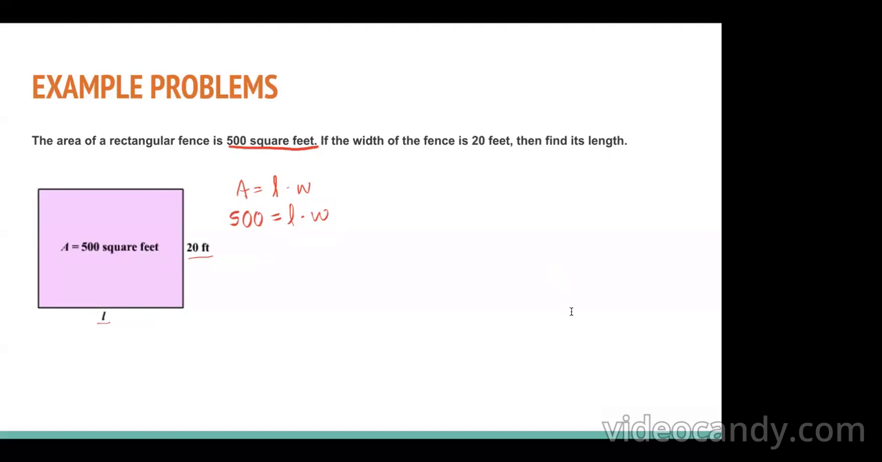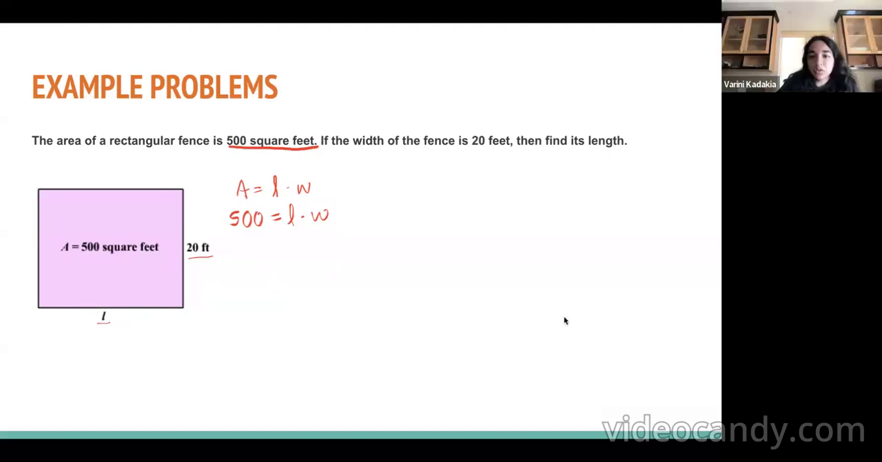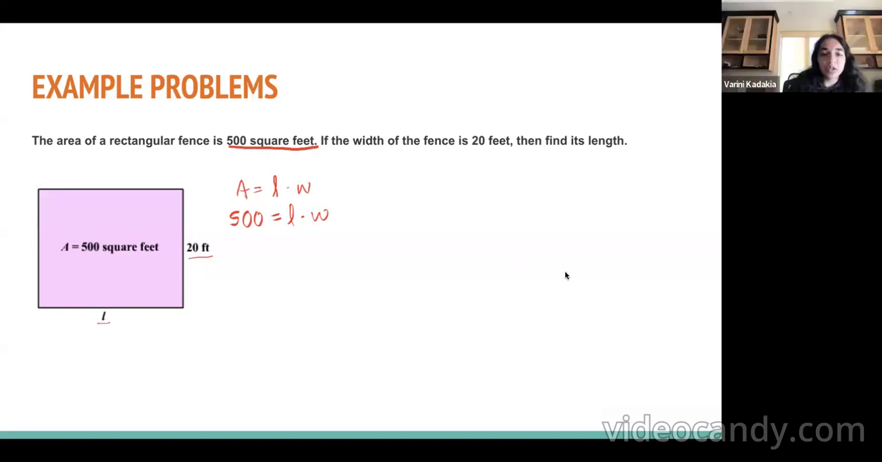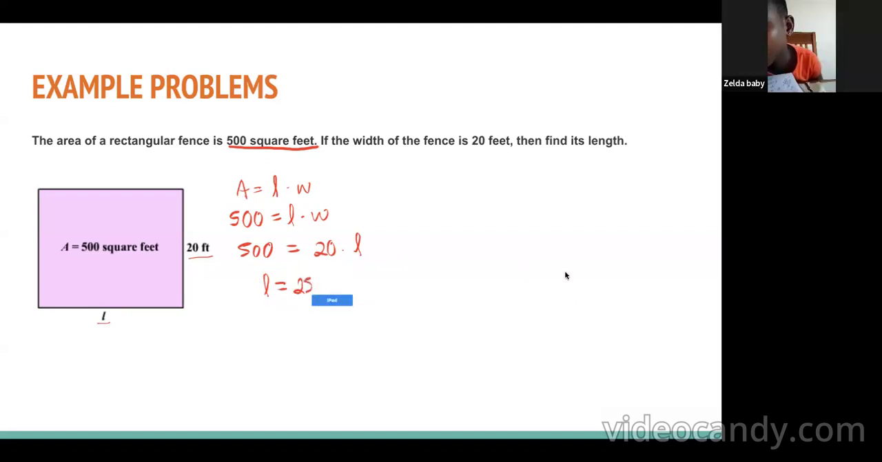Yes, please. I'll go over the area and perimeter for a trapezoid in just a second. Okay, so then we're just going to plug in our value for width. We get 500 equals 20 times length, and we get length equals 25, by dividing 500 by 20. Oh, don't forget your units. I forgot the units. 25 meters.